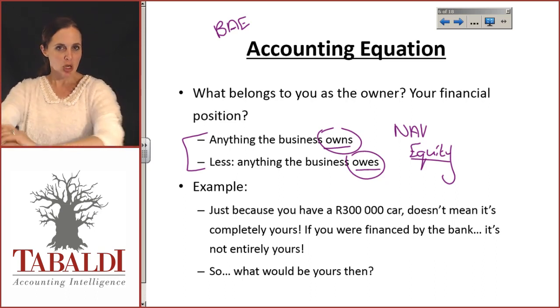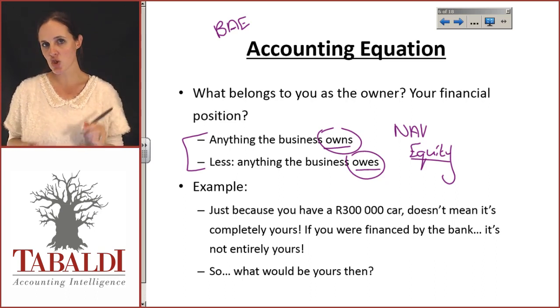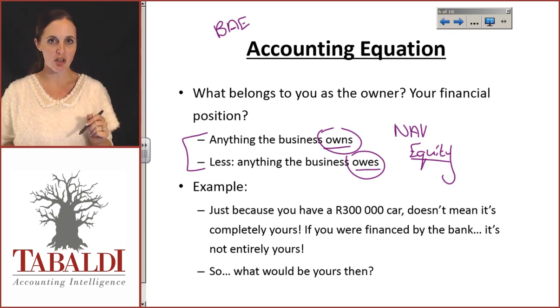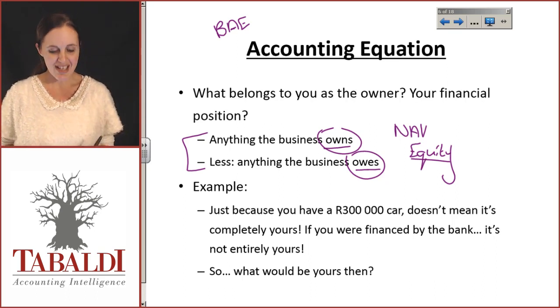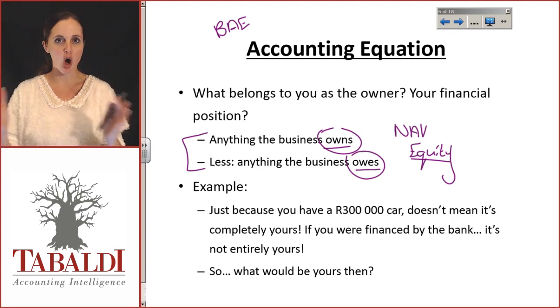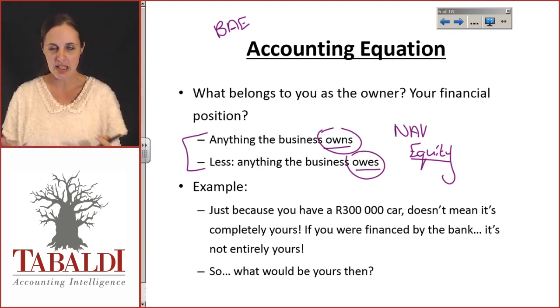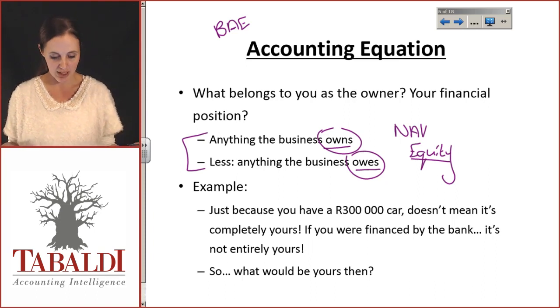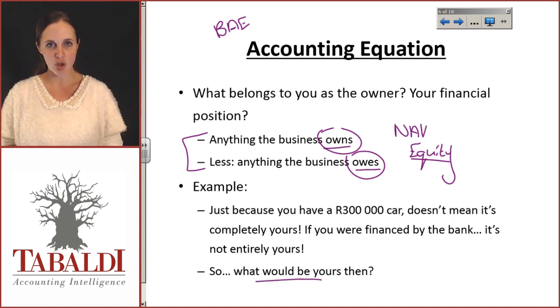So let's take an example. Just because you have a 300,000 Rand car doesn't mean it's completely yours. Just because you see someone driving around in a 300,000, 400,000, 500,000 Rand car doesn't mean that they're wealthy, doesn't mean that they're rich. If they were financed by the bank and they owe that entire amount back to the bank, it means they actually have nothing. They've got nothing. So what is going to be yours of that money?